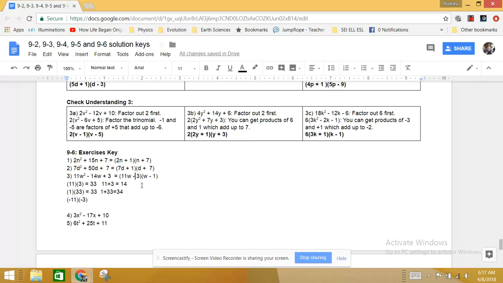My outside is negative 11W. My inside is negative 3W. And that gets me negative 14W, and I'm good.